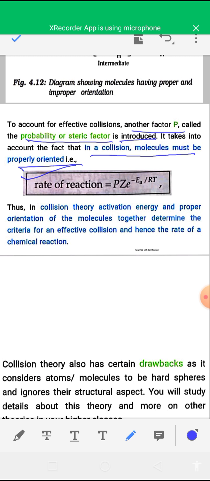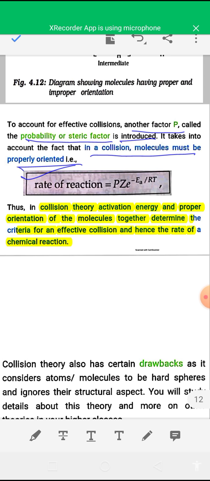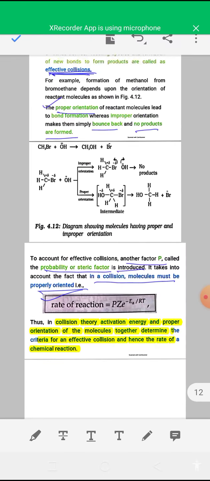So in collision theory, activation energy and proper orientation of reactant molecules together determine the criteria of effective collision, hence the rate of the chemical reaction. Okay, so this chapter is completed.